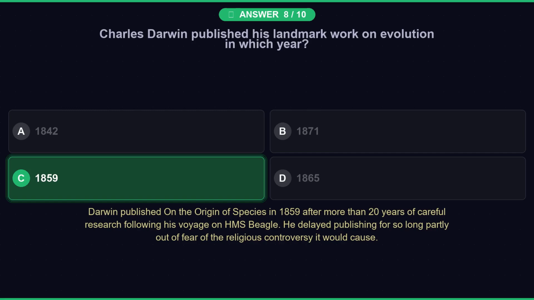The correct answer is C. 1859. Darwin published On the Origin of Species in 1859 after more than 20 years of careful research following his voyage on HMS Beagle. He delayed publishing for so long partly out of fear of the religious controversy it would cause.